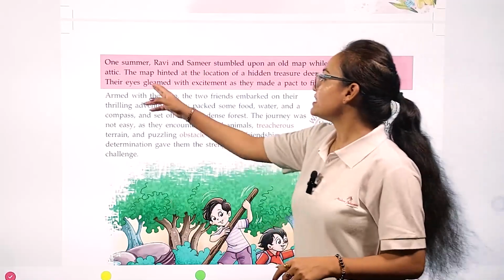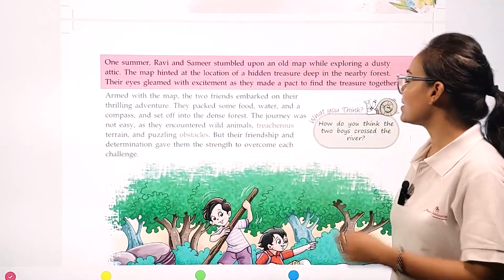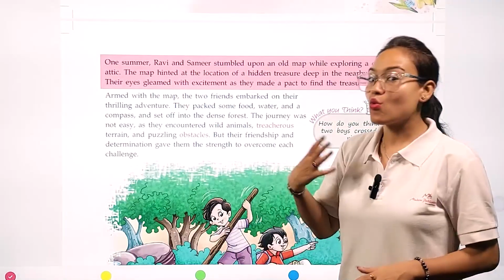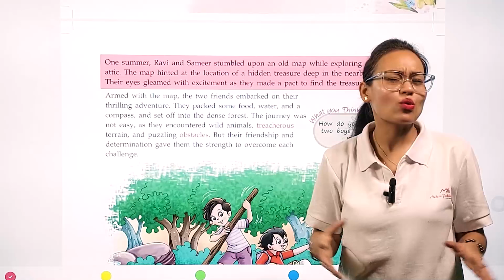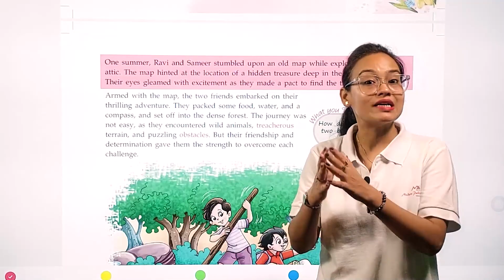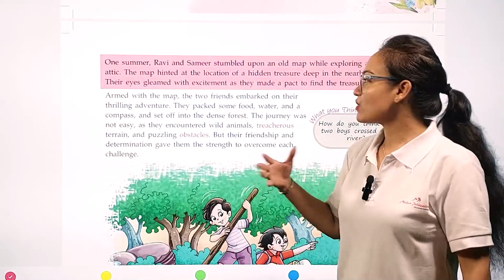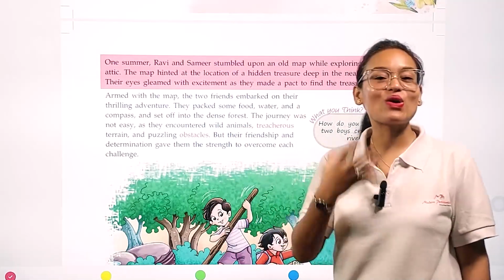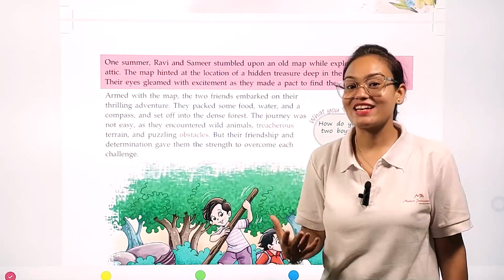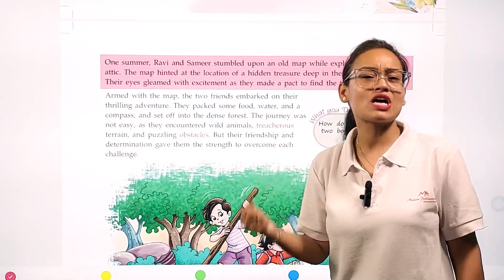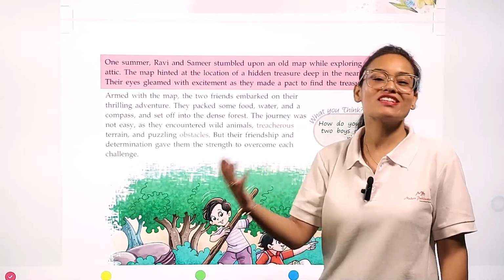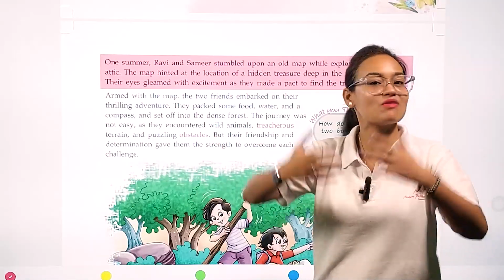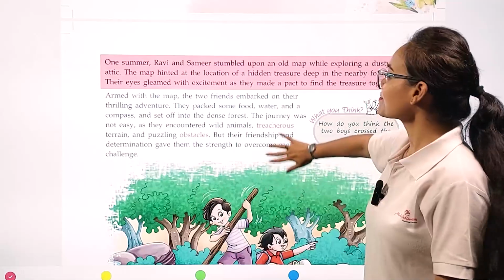Their eyes gleamed with excitement as they made a pact to find that treasure together. When Samir and Ravi found that old map hinting towards a hidden treasure, their eyes gleamed, meaning their eyes glowed with hope that finally they were going to find a treasure, make a lot of money, and become very rich.